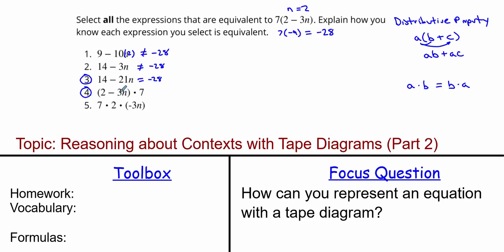And if we put a 2 in here, 3 times 2 is 6. 2 minus 6 is negative 4. Negative 4 times 7 is equal to negative 28. And if we put a 2 in here, negative 3 times 2 is negative 6. So 7 times 2 is 14. 14 times negative 6 is not equal to negative 28. So we still have these two right here, 3 and 4, that are equivalent.